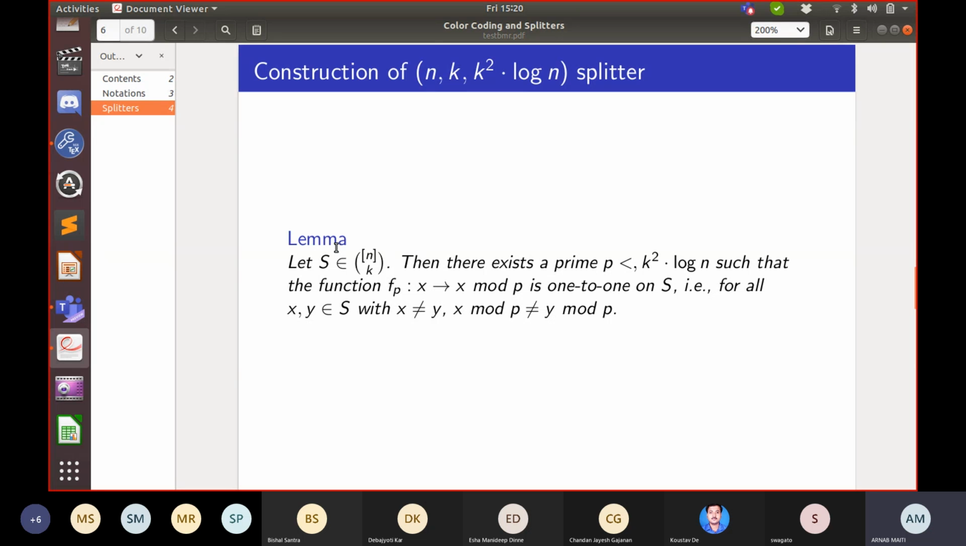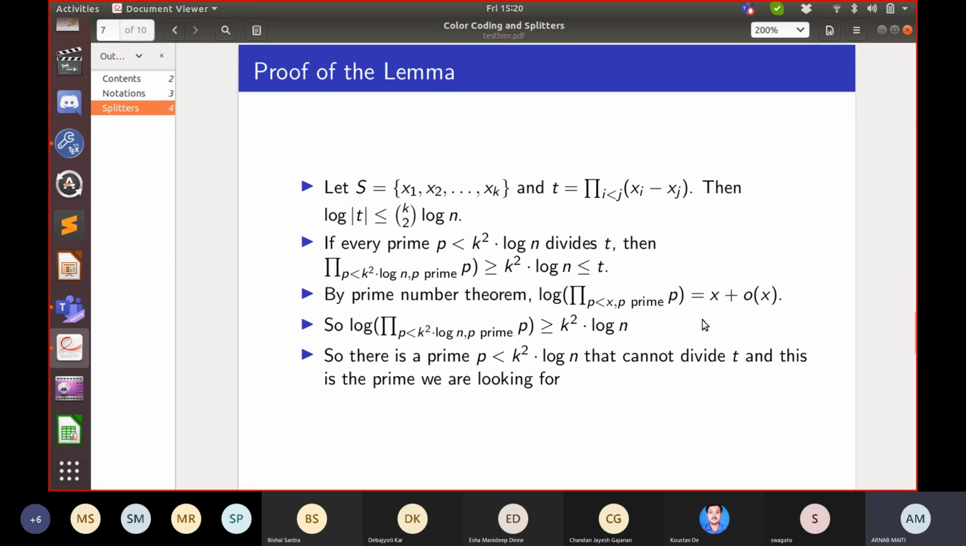What we are going to show is that for any set S, there will exist a prime p such that this function is 1-to-1 on S, so it colors each element of S differently. So we will show it now. Consider a set x1, x2, up to xk, S. This is an arbitrarily chosen set, and let T be the product of xi minus xj for i less than j. Basically the product over all pairs.